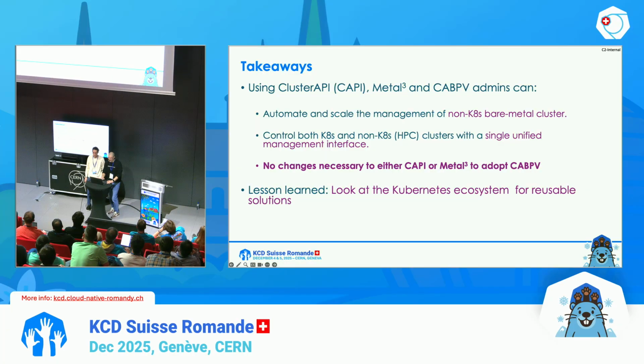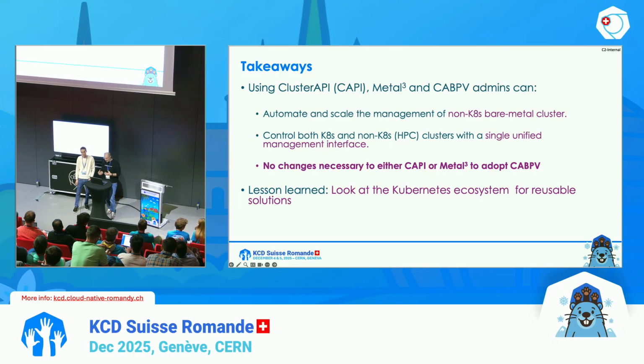Okay. So just some takeaways. We have seen that ClusterAPI and Metal3 brought us almost there. We had to just add some additional features to manage a completely different cluster, a non-Kubernetes cluster like an HPC one. And something that was interesting is that no changes were necessary from the ClusterAPI and Metal3 project perspective to use this. We used the ones provided by the community.